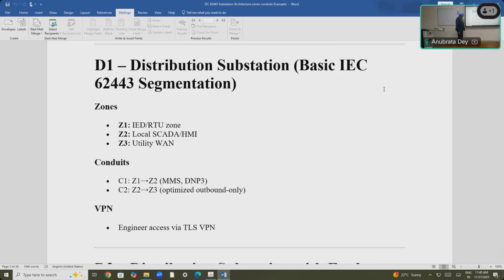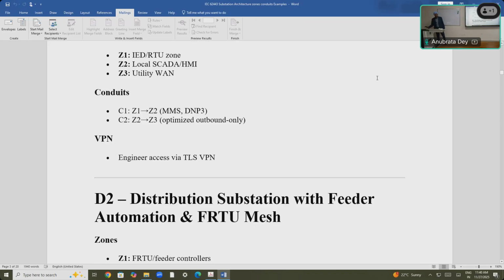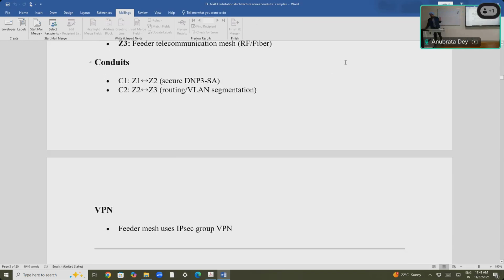Okay, and the conduits are between zone 1 and 2, depending upon what protocol standard you are using, DNP3 or IEC 61850 MMS. And then zone 2 to 3, which is between local SCADA and utility WAN, it's going to be outbound only. There is no inbound traffic coming there. And then there is a VPN, engineer access via TLS VPN. Here, we are not doing the IPsec VPN, we are doing the TLS. We are aware what TLS is, right? So that's another type of VPN that can be set up. But let's look at the detail of that one.